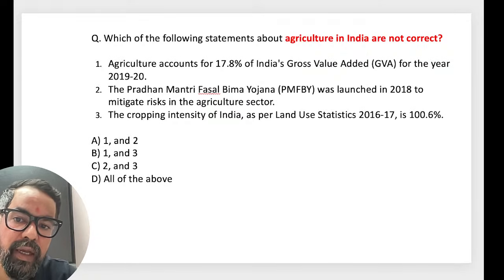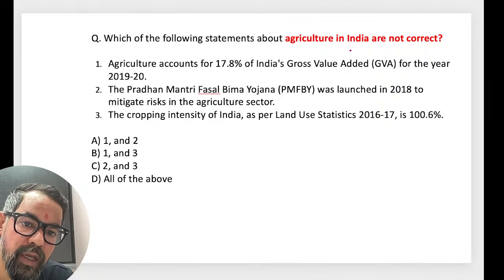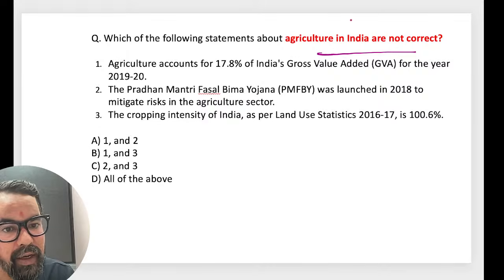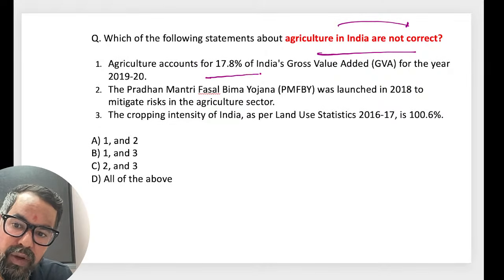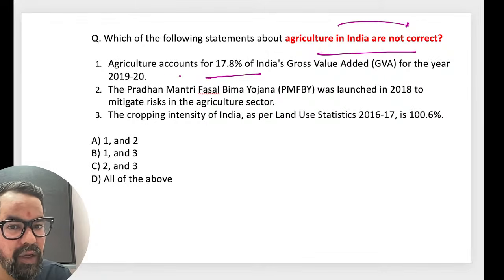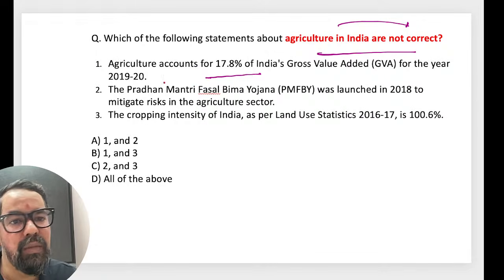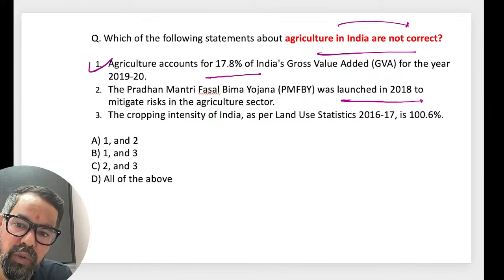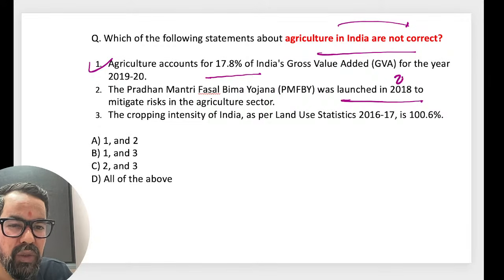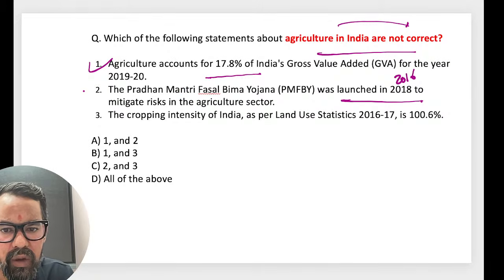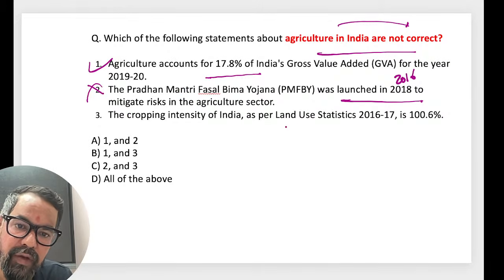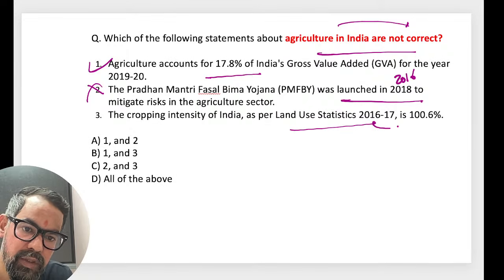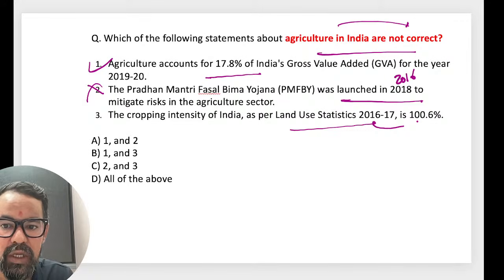When it comes to agriculture, which of the following statements about agriculture in India are not correct? Incorrect ones. Agriculture accounts for approximately 17.8%, okay, in 2020. The data is similar, about 17%. The Pradhan Mantri Fasal Bima Yojana was launched in 2018. No, it was launched in 2016, 15-16, as I can recall, okay. The cropping intensity of India as per the land use statistics 2016-17 was, I don't know about this one, okay. It should be higher than that. I need to check this particular one.